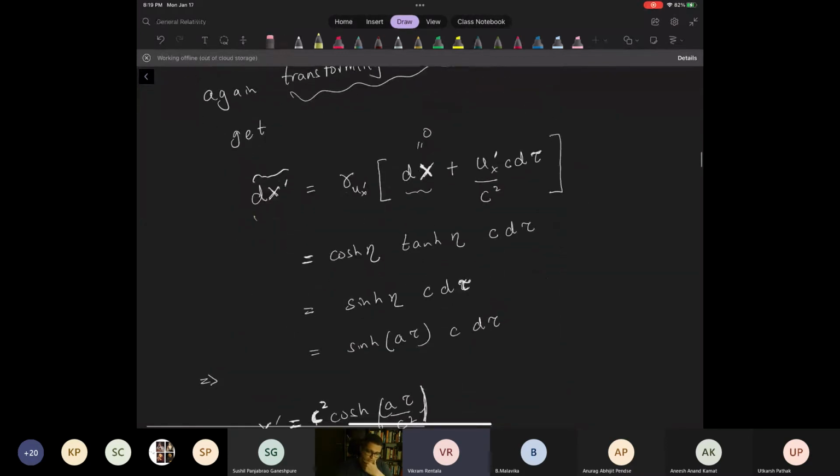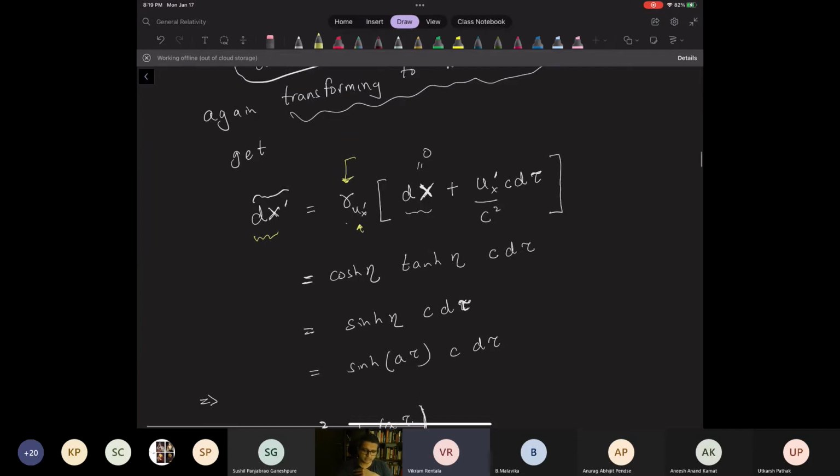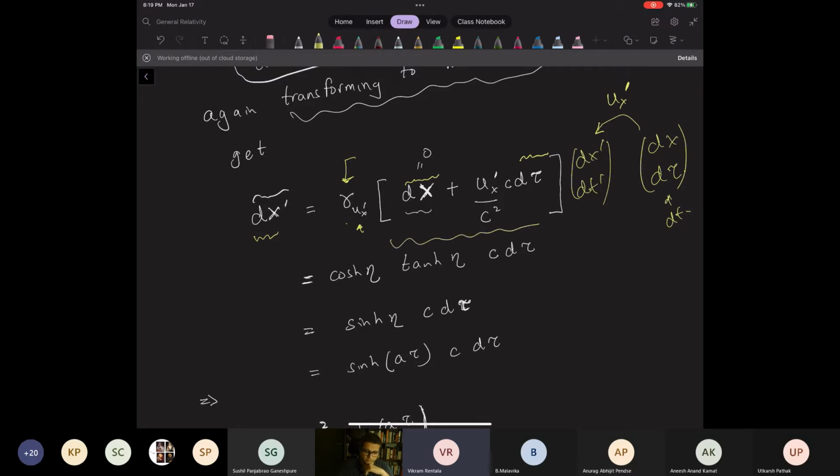So the interval dx prime would be gamma, where this gamma depends on the relative speed between the frame S prime and S, which is just a function of u_x prime. It depends on dx and dτ. I'm just transforming from dx, dτ to dx prime, dt prime. Remember that this is just dt. I'm doing a standard Lorentz transformation between the two, transforming by a velocity which is u_x prime. So this is the transformation rule that I apply.